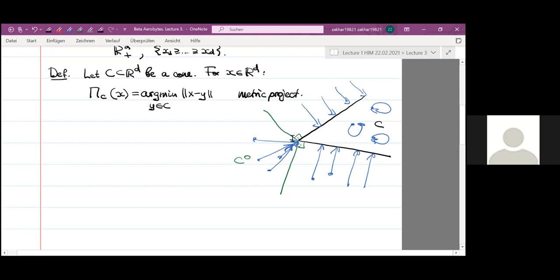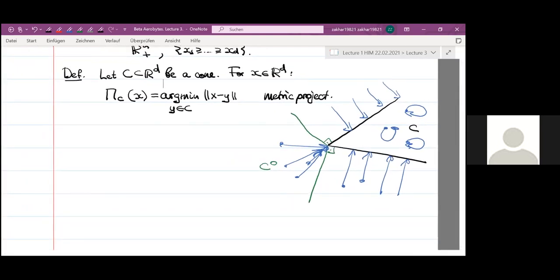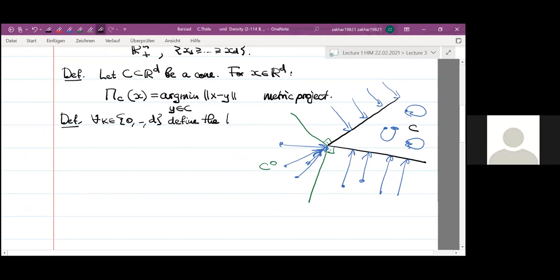And now the conic intrinsic volumes of a cone are quantities which give the probabilities that a point is projected to a k-dimensional face. Namely, here is the definition for all k in 0 to d. Define the kth conic intrinsic volume as follows.